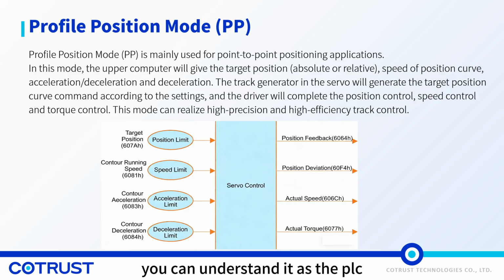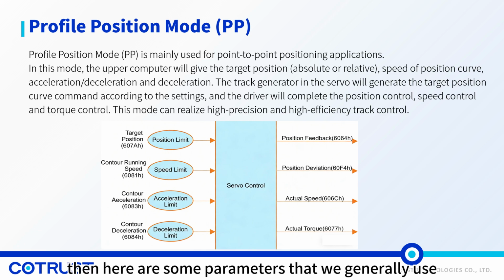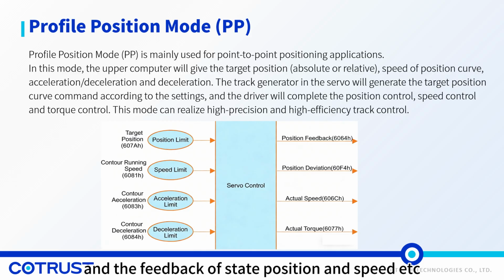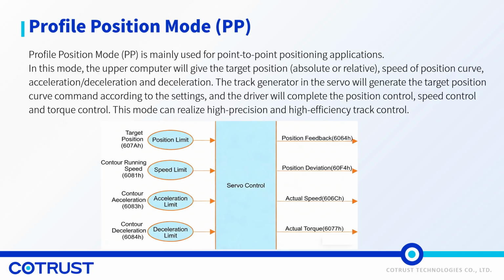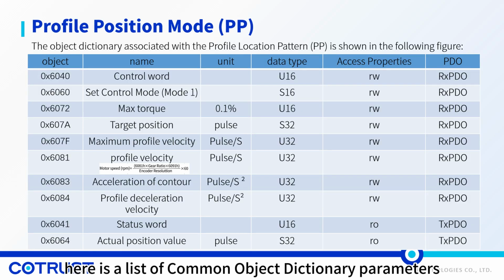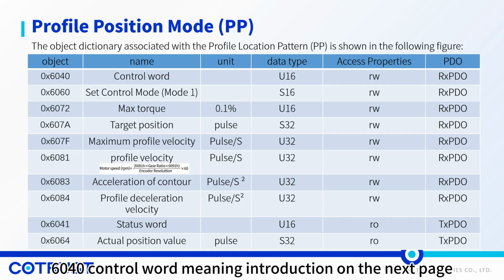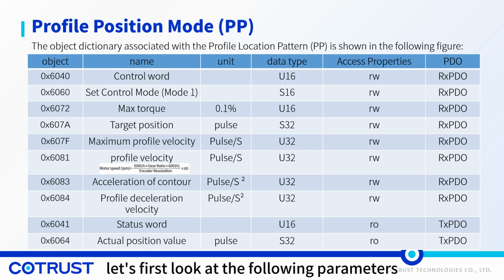You can understand it as the PLC only sends the position parameter information to the driver, and the execution of the position planning is realized by the driver. Then here are some parameters that we generally use, such as the given parameters of position, speed, etc., and the feedback of state, position, and speed, etc. Here is a list of common object dictionary parameters related to the contour position mode. The 6040 control word meaning is introduced on the next page. Let's first look at the following parameters.